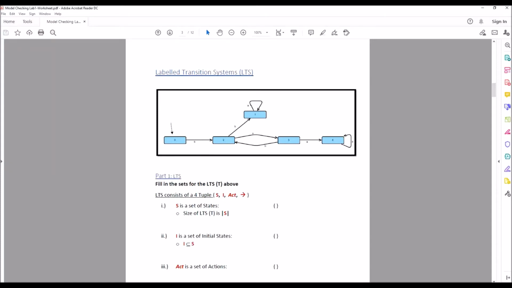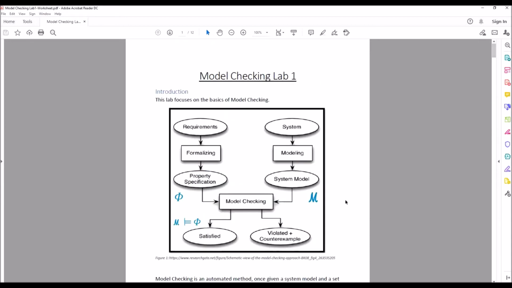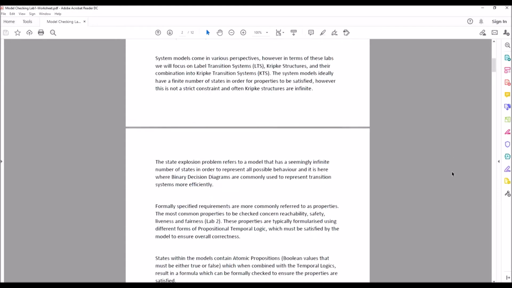Okay, so moving on to the first part of our lab, we're going to focus on the right hand side of this diagram, so our system model. So we have our system, we're going to model it, and we have our system model, and this is what we're going to be checking our temporal formulas against to see if they are satisfied.